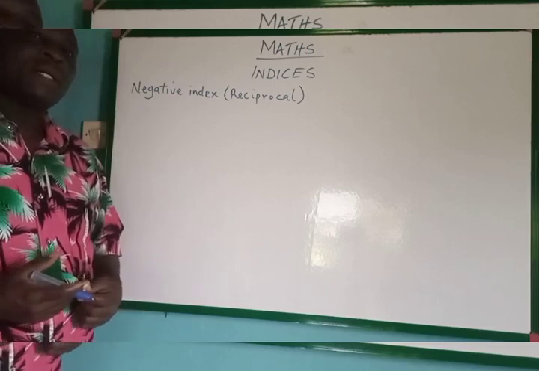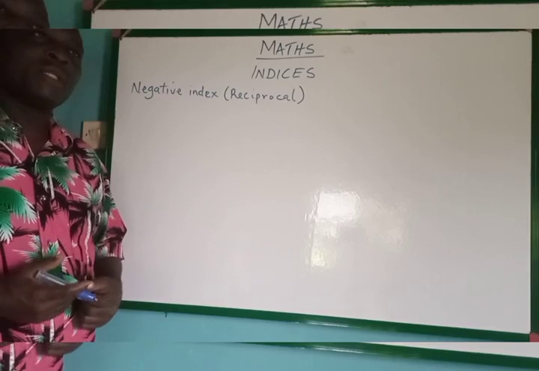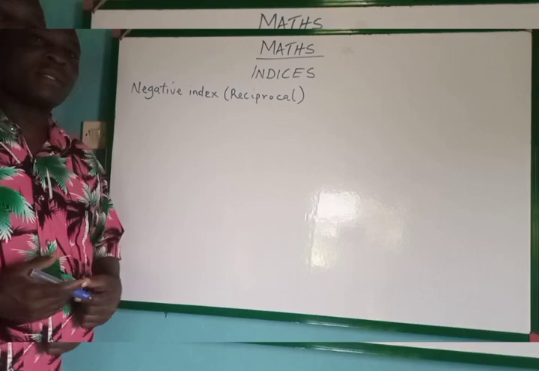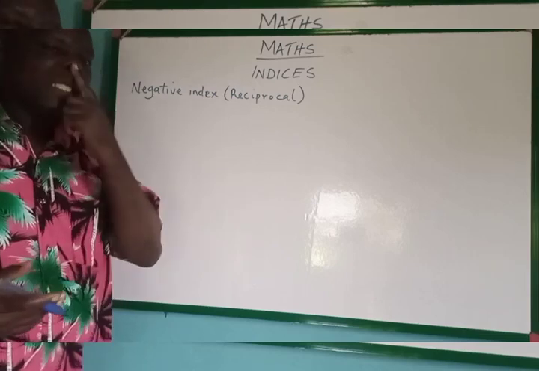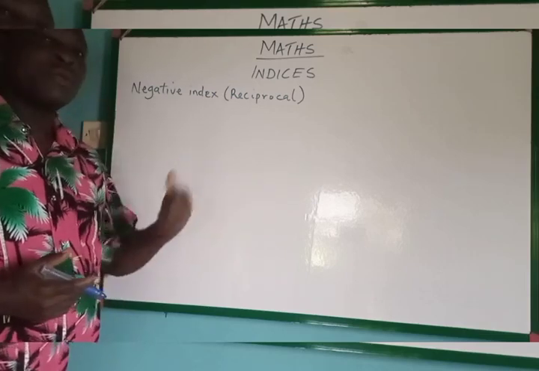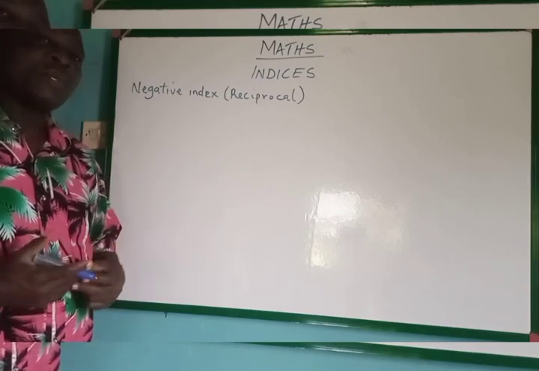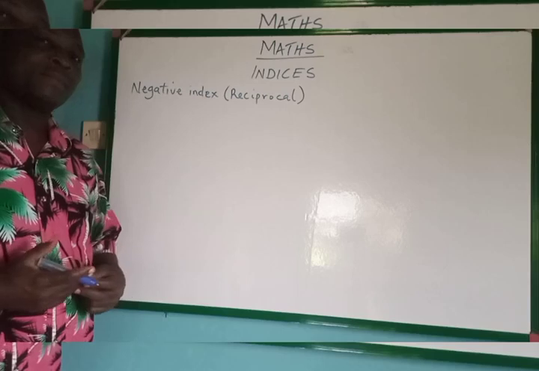We have taken some laws of indices, and today we are going to be looking at negative indices, also referred to as reciprocals. I'm going to look at that law and how it is operated in indices.